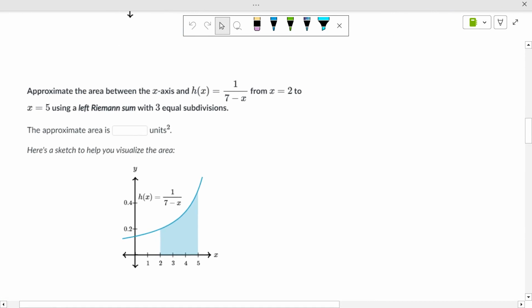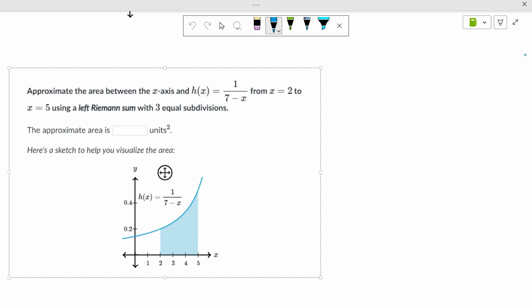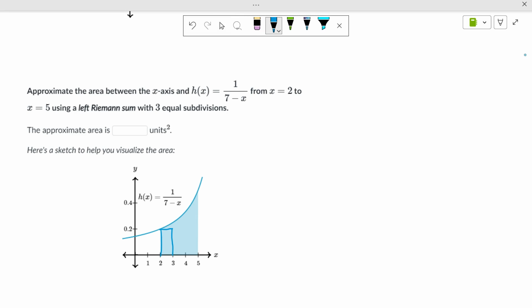So, we're going to look at this one. We're going to use a left Riemann sum to approximate the area on this function using 3 equal subdivisions. Well, look, we're going from 2 to 5, so making 3 equal subdivisions makes good sense. So we're going to go straight across here. Here's our first rectangle. Rectangle number 1 has a width of 1 and a height. If we put a 2 into this function, it has a height of 1/5. What's 1/5 times 1? 1/5.